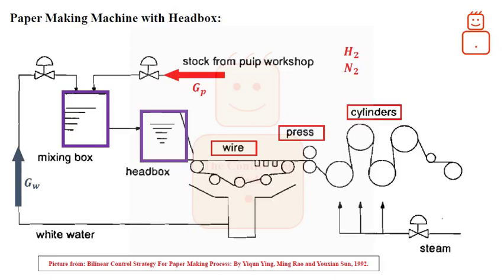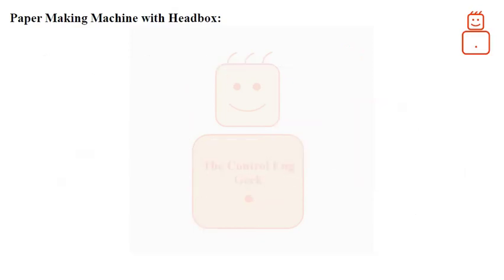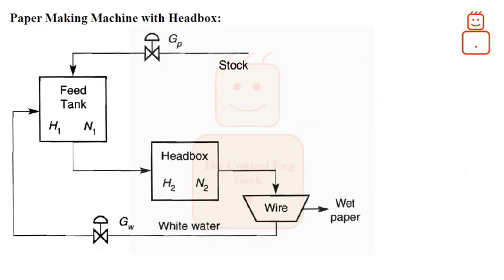In general, one can consider both flow rate of white water and stock going into the mixing box as the control variables U1 and U2 to control the level and consistency of stock in the headbox. This process of making paper can be represented in a schematic presentation as following. From control perspective, one can define the followings.